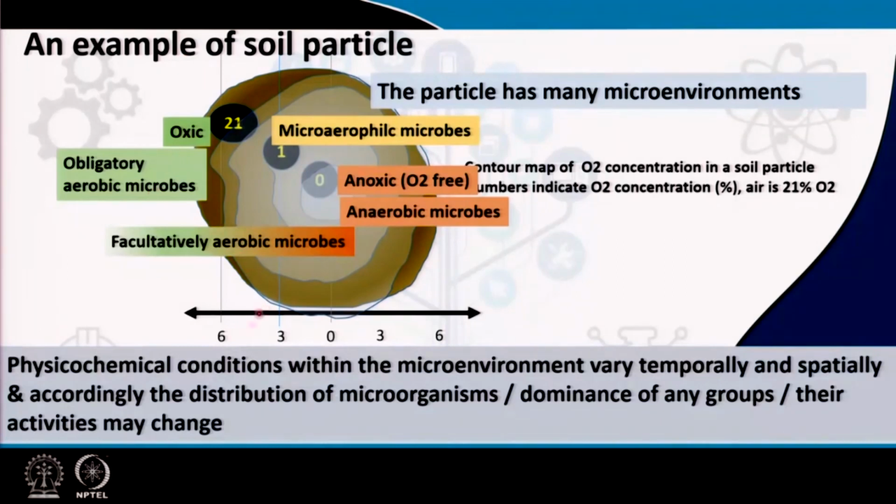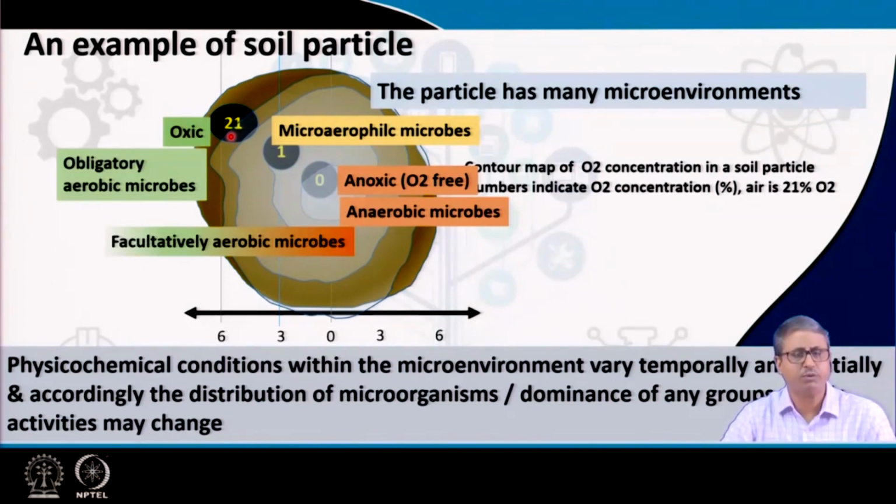Now, the physicochemical conditions within these micro environments will vary temporally and spatially. So, it is not a static phenomenon where the oxygen gradient is always like this, because the soil particle may experience some kind of water logging at its top, and as soon as there is water logging, there may be a decline in the dissolved oxygen concentration. So, this oxic zone might be converted to a micro environment suitable for microaerophilic organisms. So, this is not a static event.